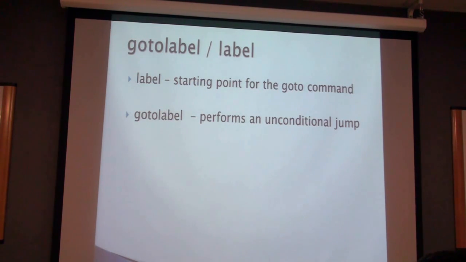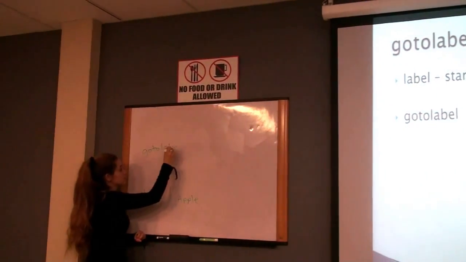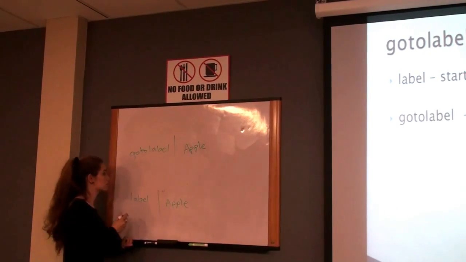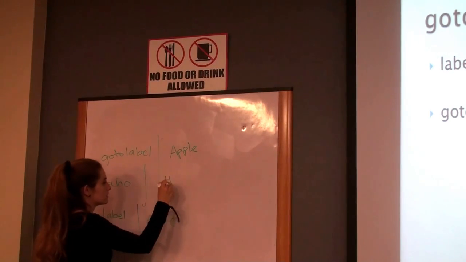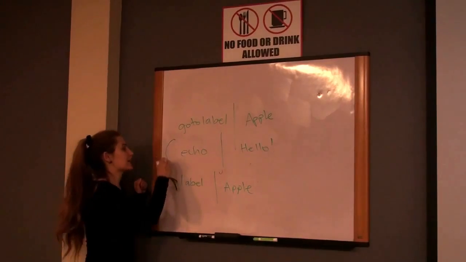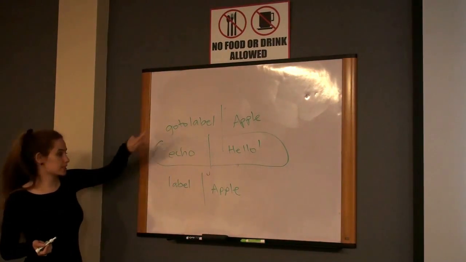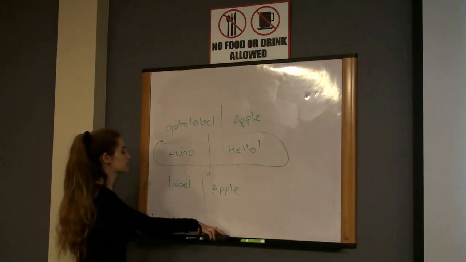Label apple. Okay? Go to label apple. Echo hello. You're essentially commenting out this line, because as soon as you get to this line, you will skip here. Make sense? Now let's reverse these.